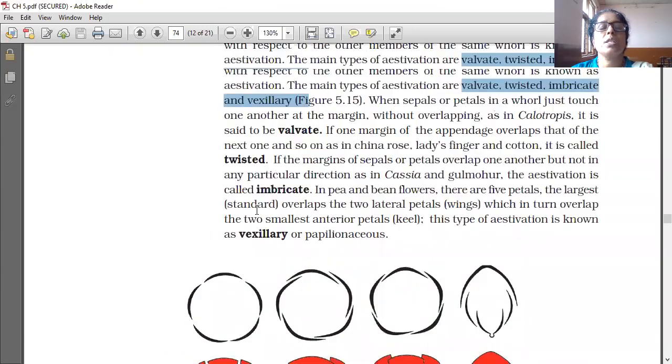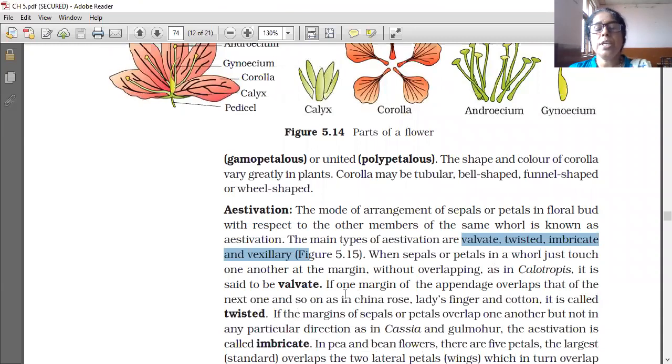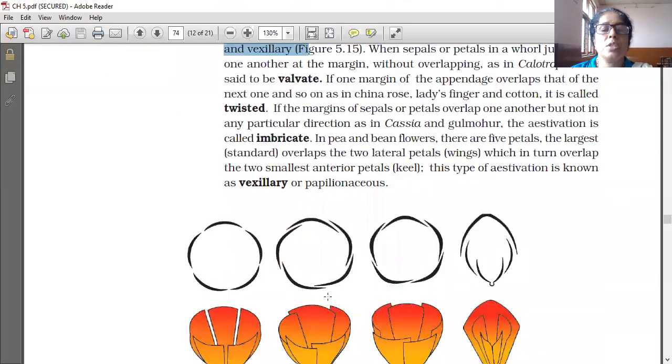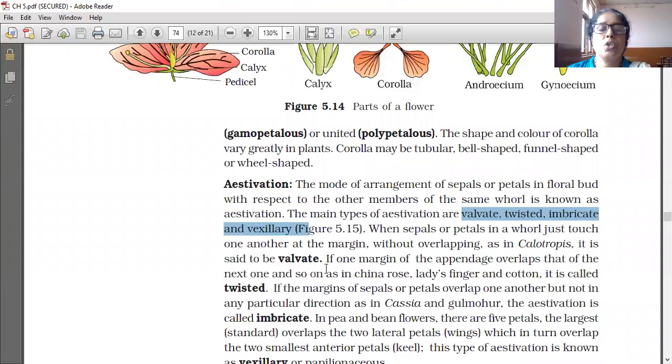And the next one is twisted. If one margin of the appendage overlaps that of the next one, and so on, as in China rose, lady's finger and cotton, it is called twisted. Twisted, overlapping. One end is overlapping, each petal overlapping the next. That continues like that, so it is called twisted.